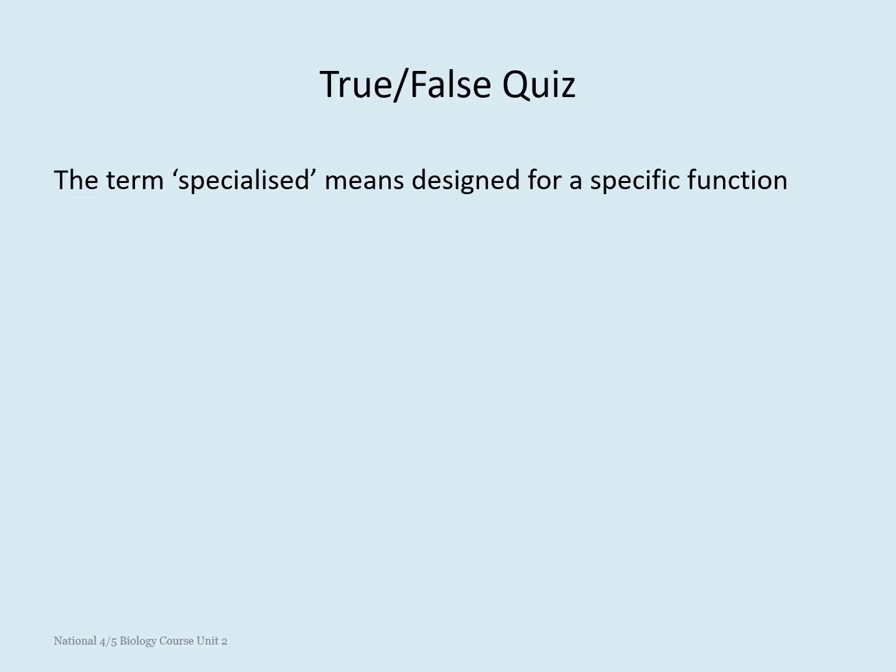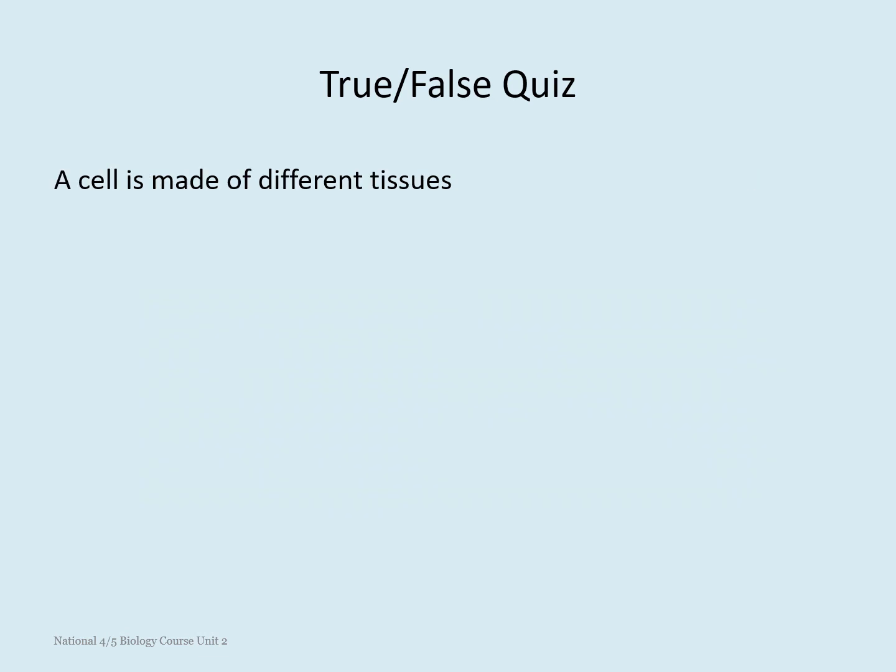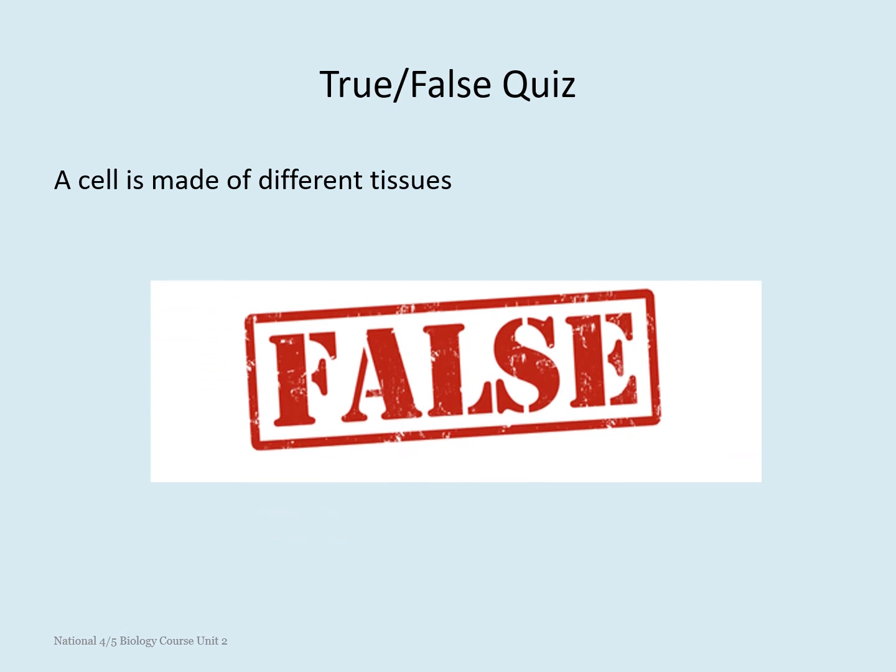Let's do a true or false quiz to review your knowledge. So the first question is, the term specialized means designed for a specific function. So is that true or false? So the answer is that it is true. A cell is made of different tissues. Is that true or false? The answer is false. It would be a tissue that is made up of different cells.